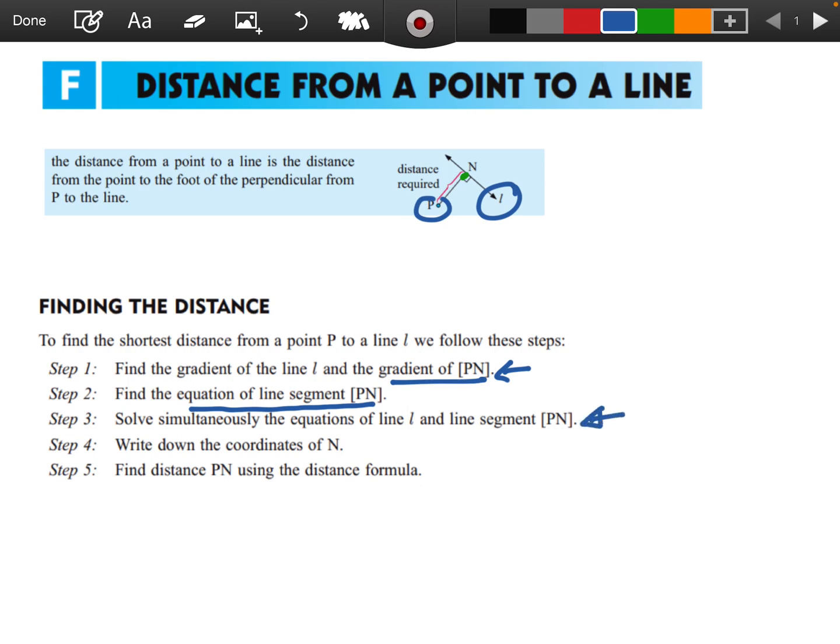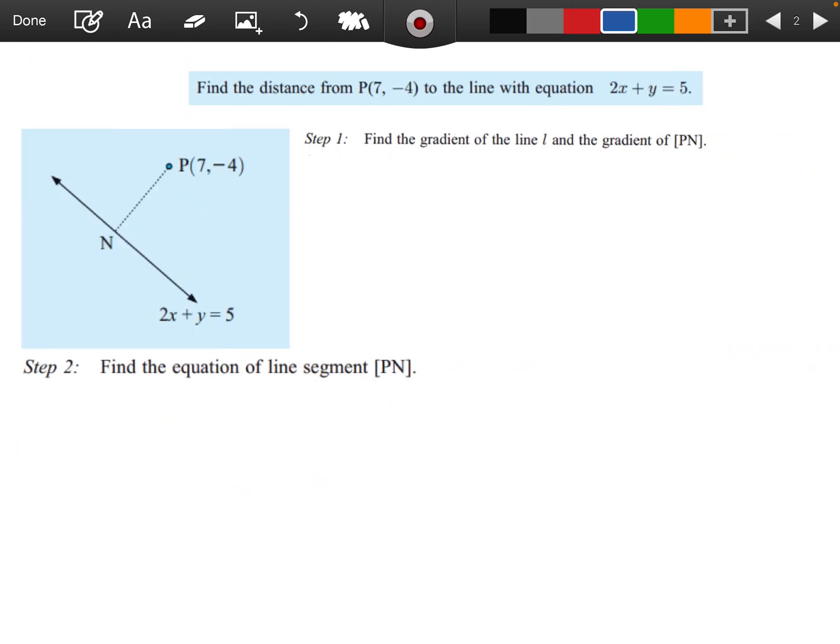This is the new piece: solve simultaneously the original equation L and the new equation for PN. That's what we haven't done yet. We'll get to that. Once I've solved simultaneously, I have figured out the coordinates of N, the point that exists on both lines. And then once I have that, distance formula, here I come. Let's slowly walk our way through one question, step by step, and hopefully then you'll see how this all comes together.